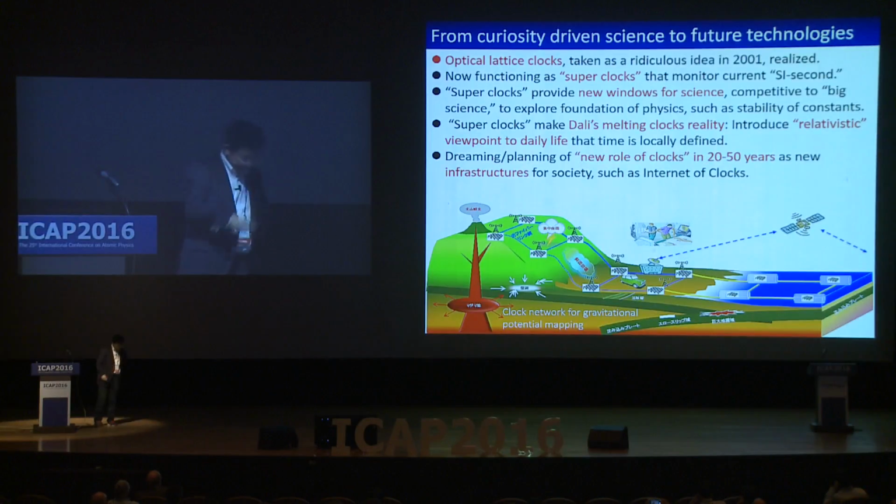So we proposed optical lattice clocks simply out of curiosity, but now it is becoming a tool to measure something useful. What is happening underground? For example, the change in a magma chamber or cavity formation, by networking optical lattice clocks with optical fibers.